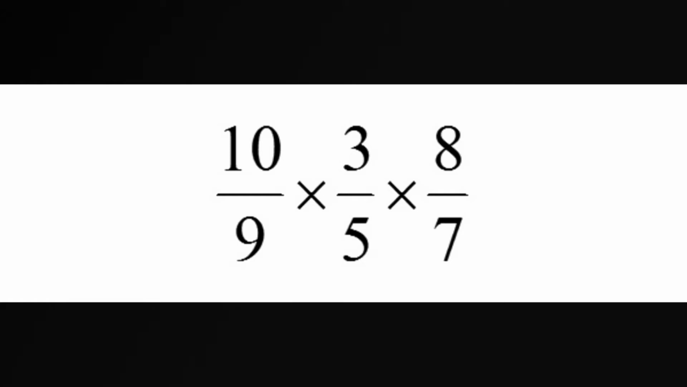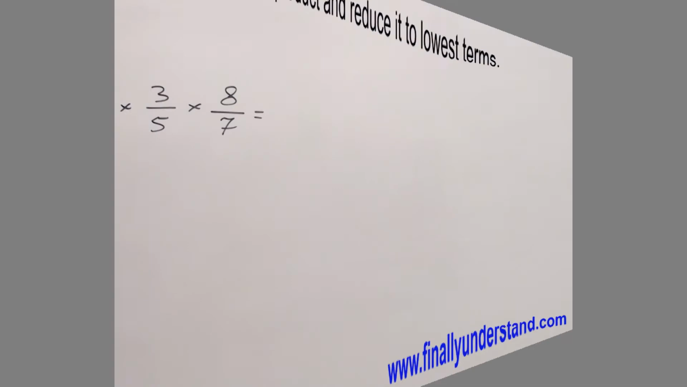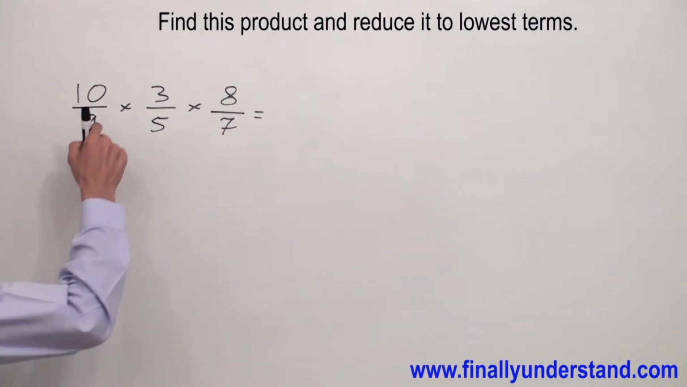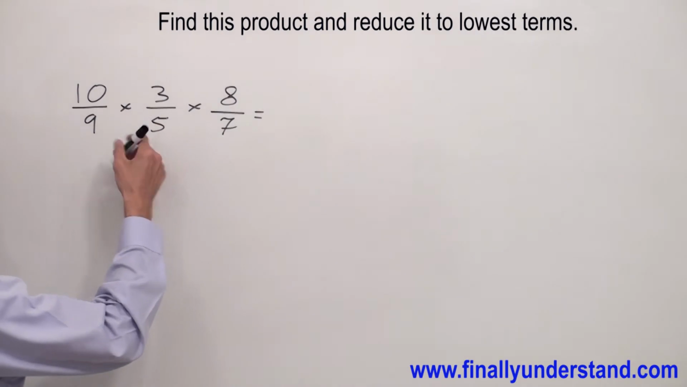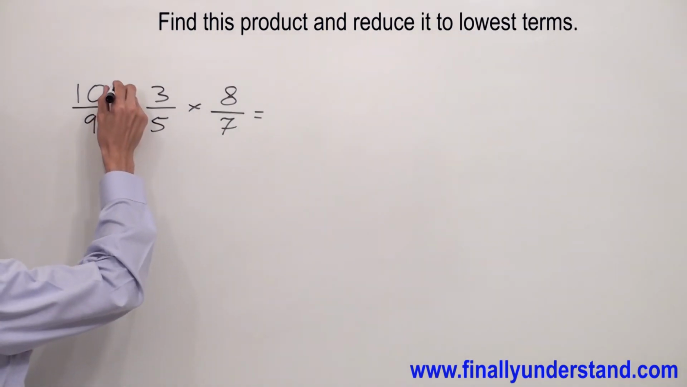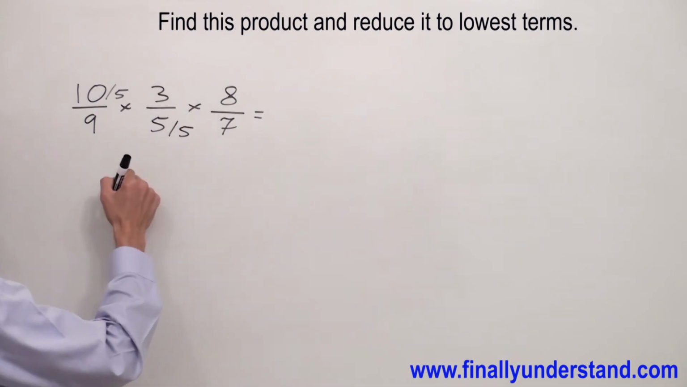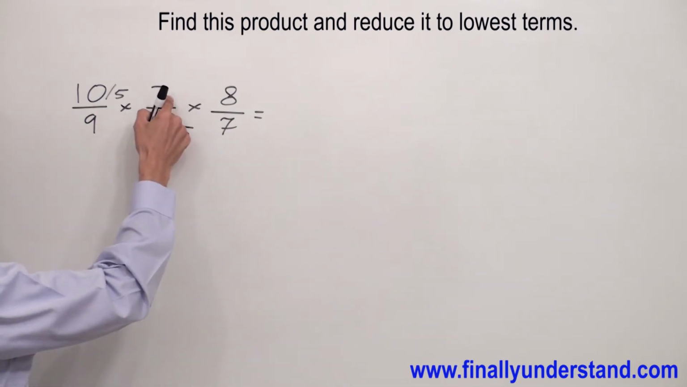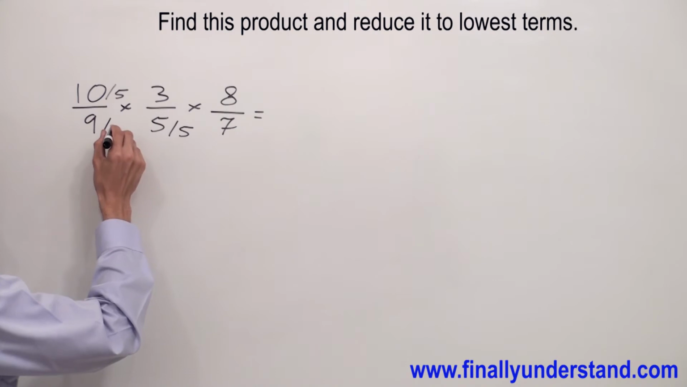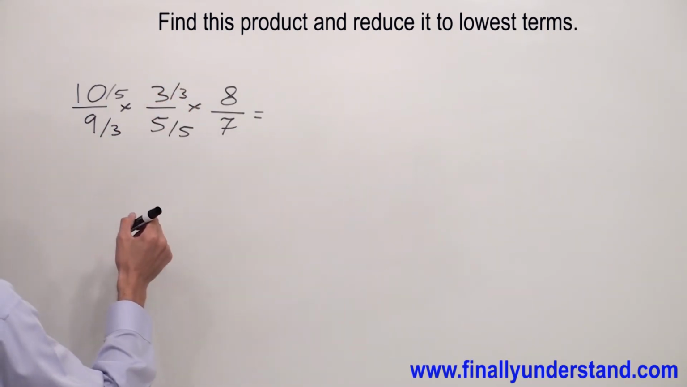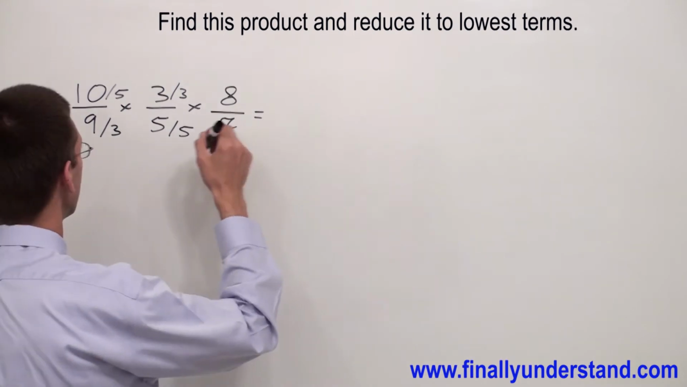Again, we'll try to reduce any numerator with any denominator, and remember we can do this only for the multiplication. Okay, so I have 10 and I have 5. Both of them are reducible by 5. I have 9 and 3. Both of them are divisible by 3. Let me copy down this problem.